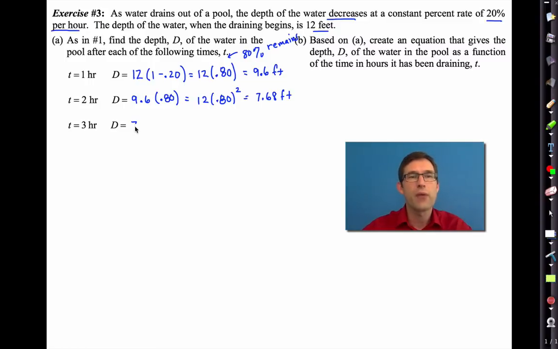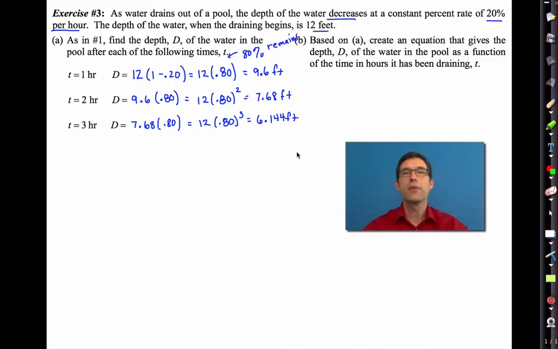Finally, after 3 hours, we'd have that 7.68 times 0.80. But again, that's just the same as multiplying 12 by 0.80 to the third. So after 3 hours, our depth is down to 6.144 feet.